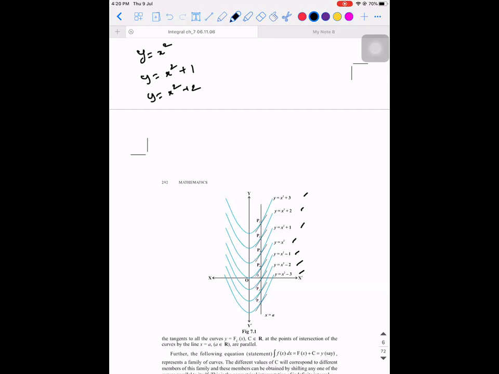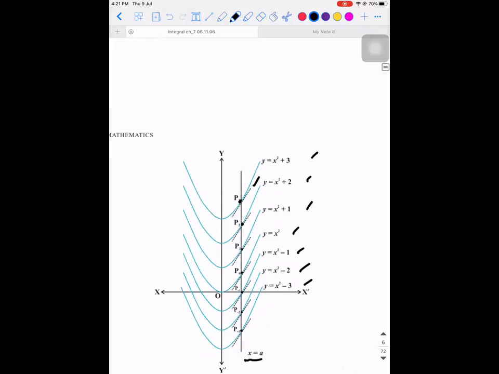So what I'm trying to say is, if you draw a line x is equal to a, what does x is equal to a represent? It is a line which is parallel to the y-axis. So this x is equal to a is going to cut the curve at one point, because all these are getting cut at one point. Am I right? At the point where this x is equal to a is cutting the curve, will you be able to draw a tangent? So you'll be able to draw a tangent.